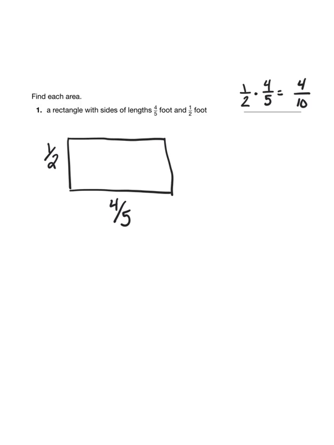And then simplify. Okay, so we're not going to worry about simplifying the fractions quite yet. We're just going to find the area. So this is 4/10 of a square foot.